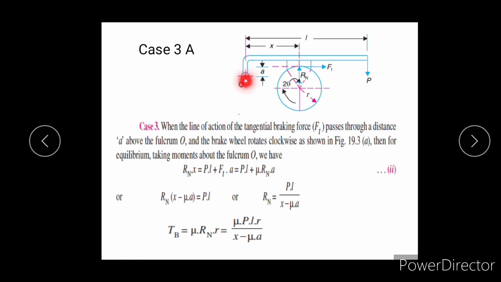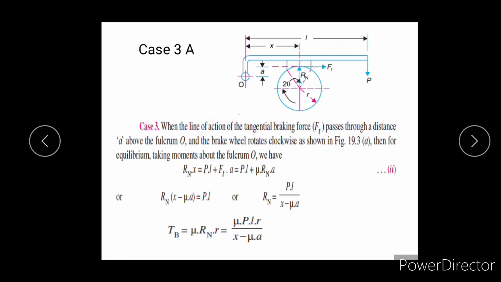Here the fulcrum is below the line of action of Ft. The line of action of Ft is above the fulcrum by the distance a, right? Now the wheel is moving in clockwise direction. Again take the moments and you will find P into l in clockwise direction, Rn into x in anti-clockwise direction, and if Ft will take it about the fulcrum in clockwise direction, so Ft into a will be the moment of this tangential force in clockwise direction.